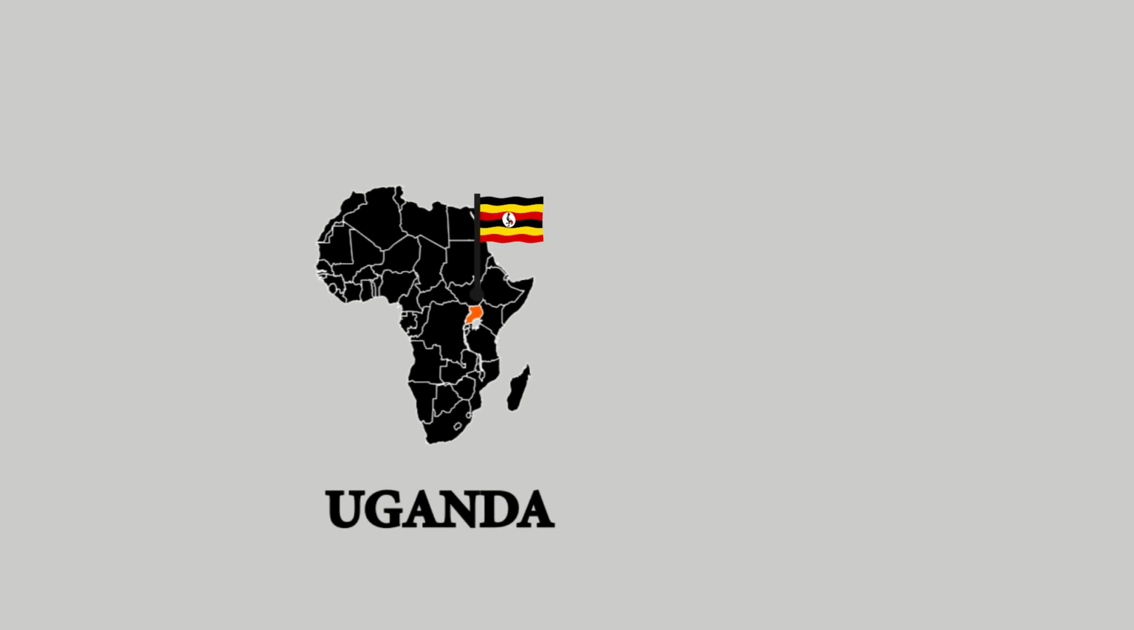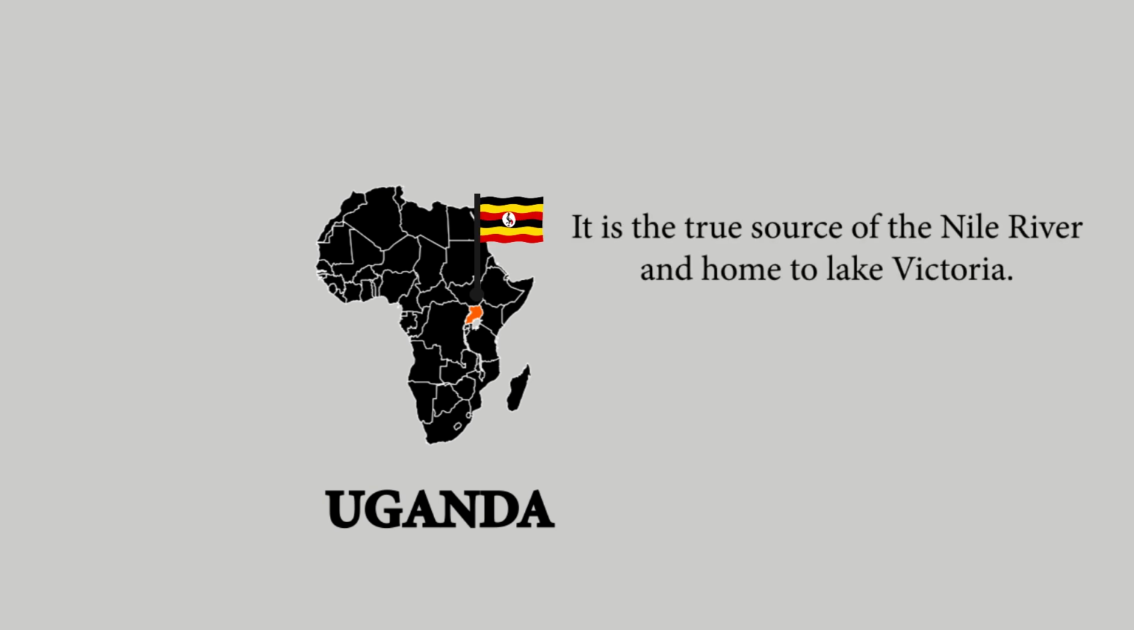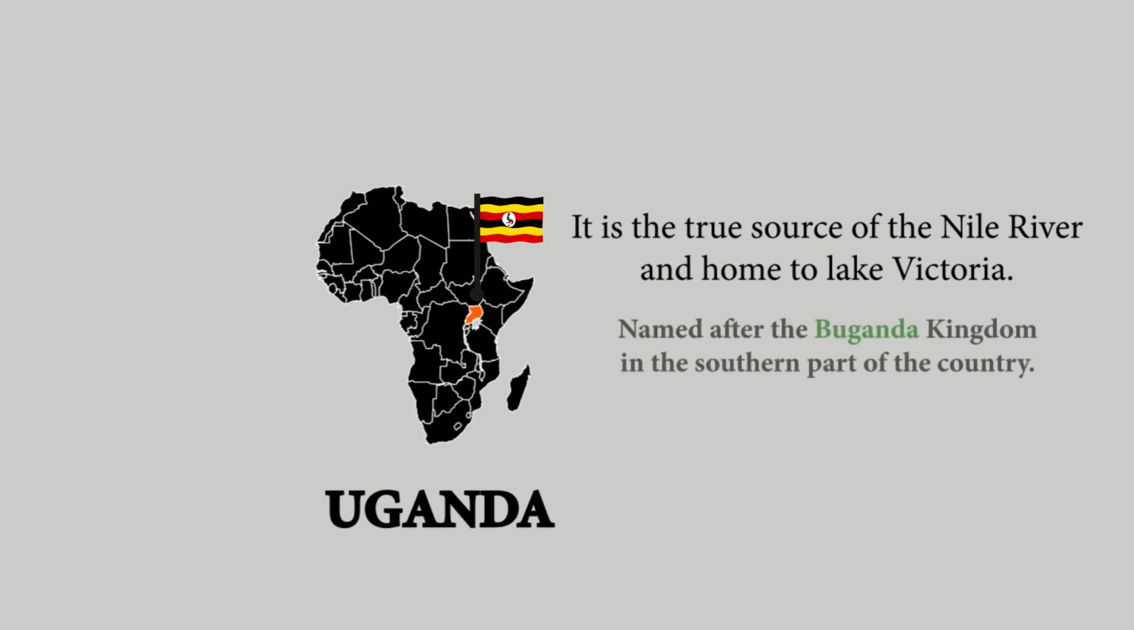Uganda. Uganda is a landlocked country in East Africa. It is the true source of the Nile River and home to Lake Victoria, the world's 2nd largest freshwater lake. The country is named after the Buganda Kingdom, which encompasses a large portion of the south of the country, and this name was adopted by the British colonial ruler in the 19th century.